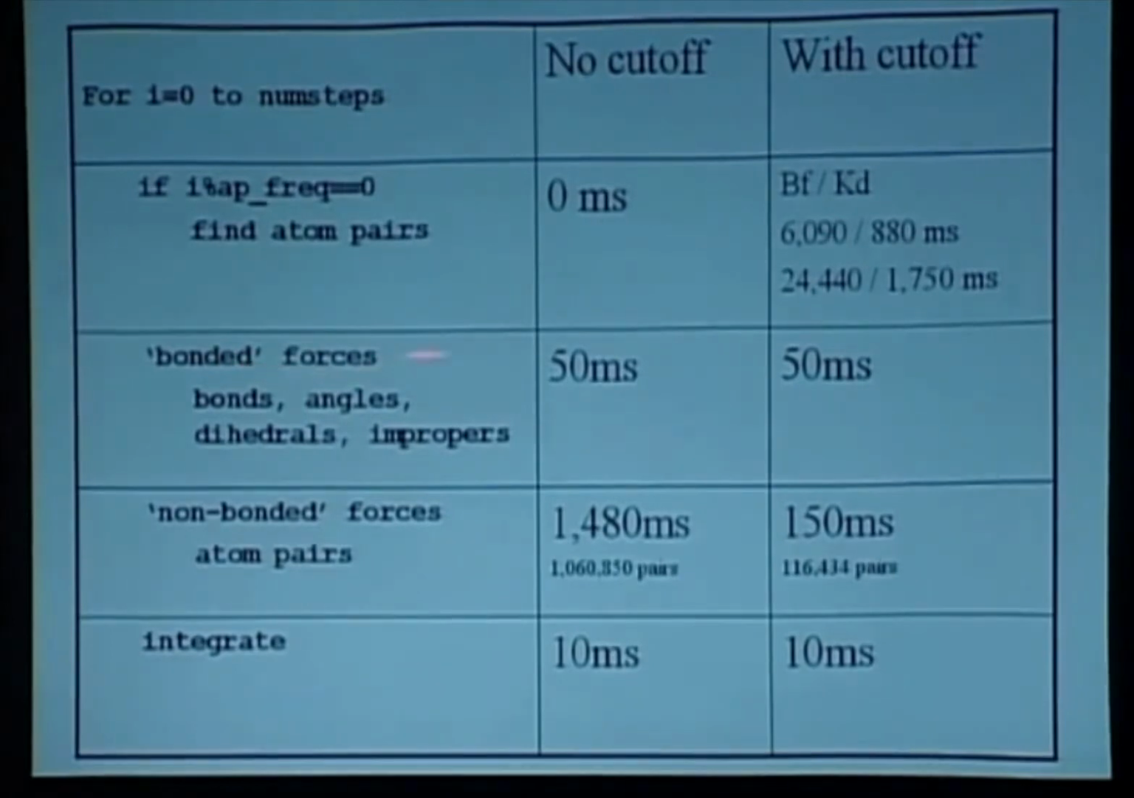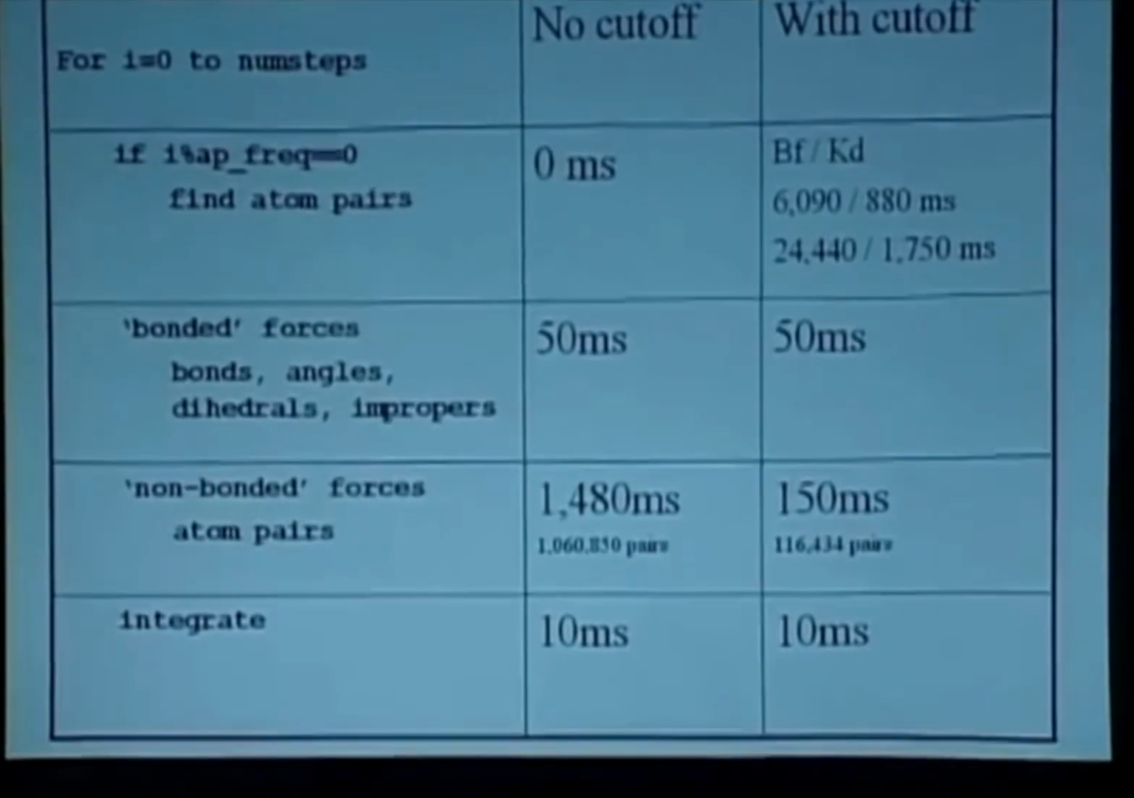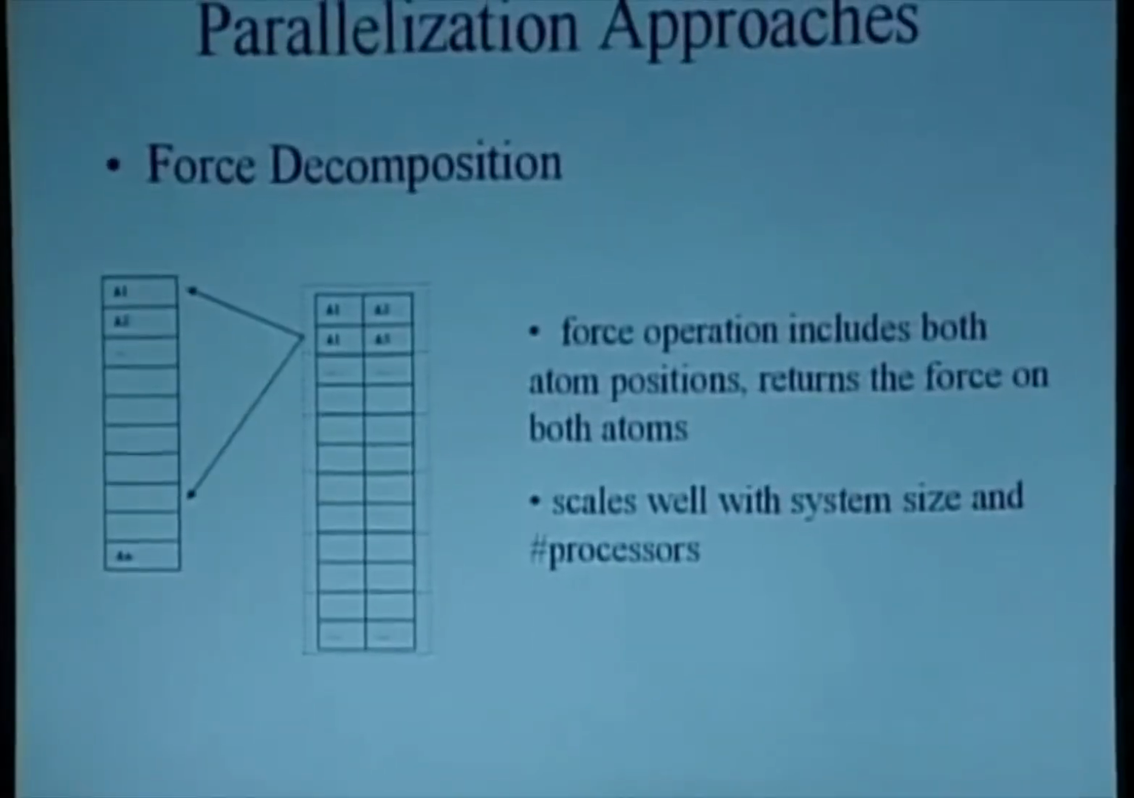Doing the bonded forces is, say, about 50 milliseconds. And with cutoff, it's the same time because it doesn't really affect this step. But then computing the non-bonded forces is actually the biggest chunk of time. So that takes about 1.4 seconds for this system. And this is considering 1 million pairs. With a cutoff, there's less pairs to consider, but the time is still basically the dominant time. So generally for molecular dynamics simulations, this is the dominant time factor, and that's what people really focus on, trying to speed things up. And then the integration is really fast, because it just loops over the atoms once.